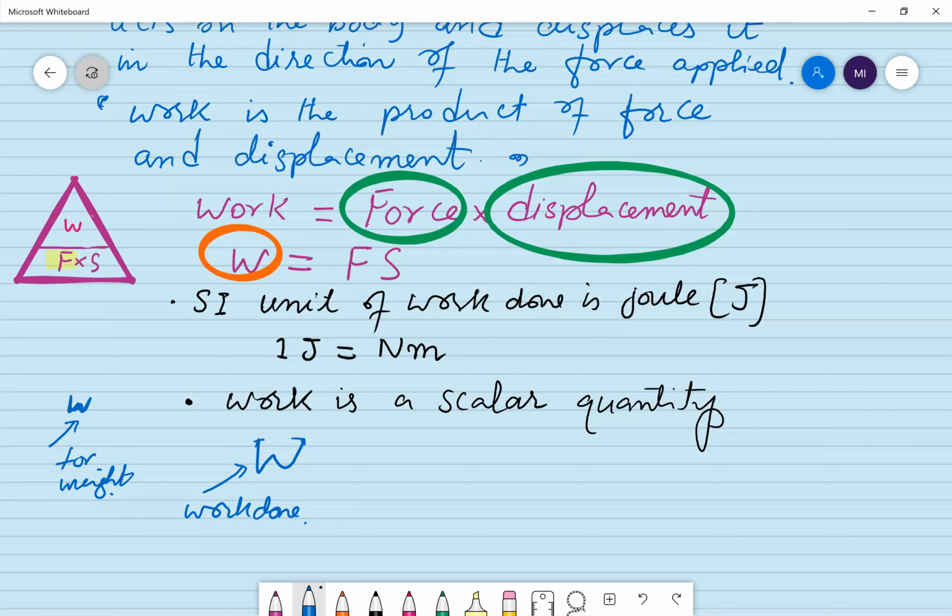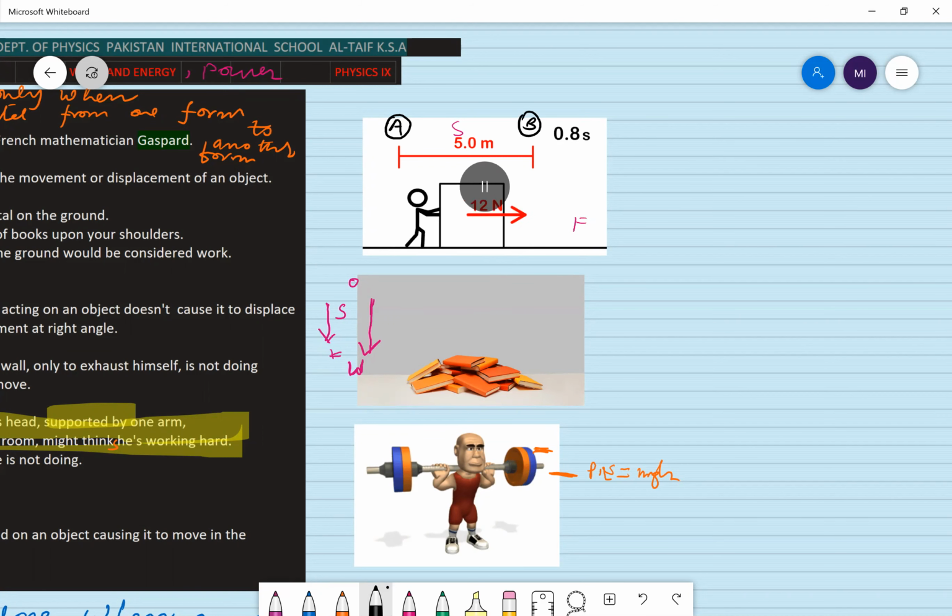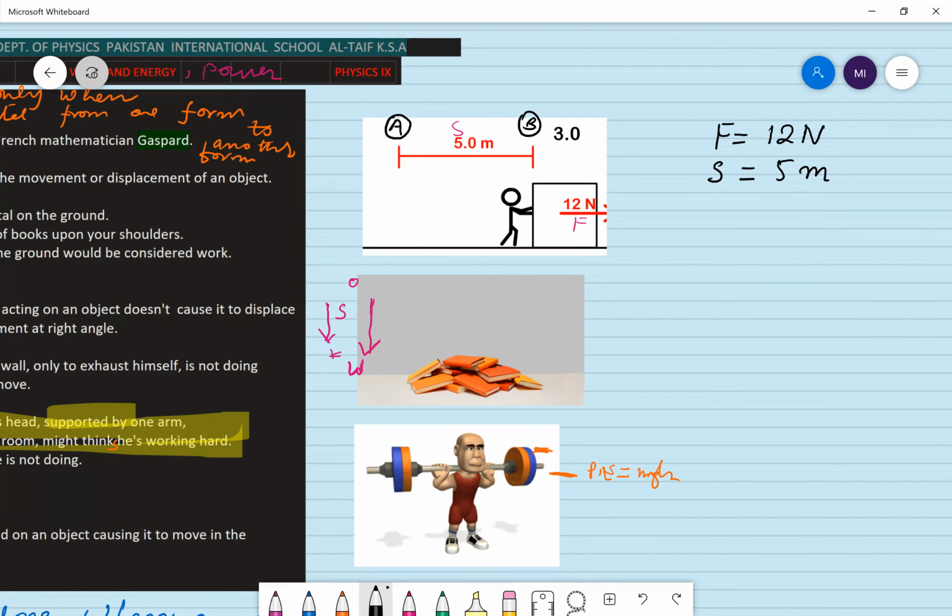Now let us do some mathematics. We want to calculate the work done. In this diagram, the man pushes the cart from point A to point B. The force applied by the man is 12 Newton, and the distance he covers is 5 meter. So the total work done is F times s, 12 Newton into 5 meter, which is 60 Newton meter, or 60 joule.